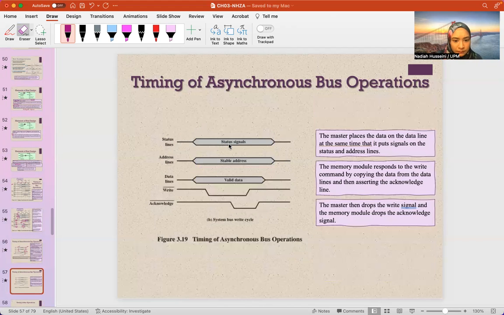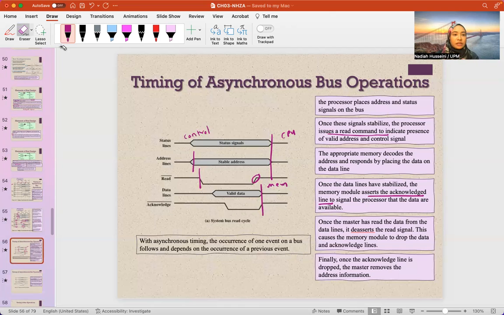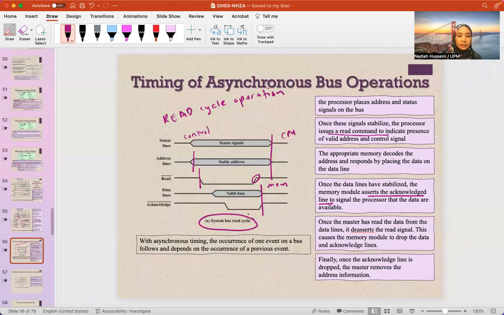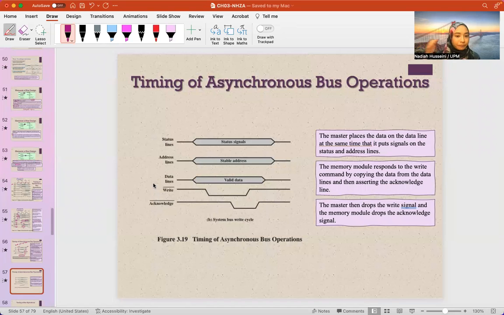What's the difference between this one? Oh, so sorry. This one is for the read cycle operation. Not very visible, but it's here. System bus read cycle. This is our read operation. And then what about the write operation?